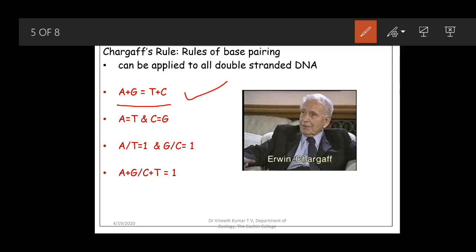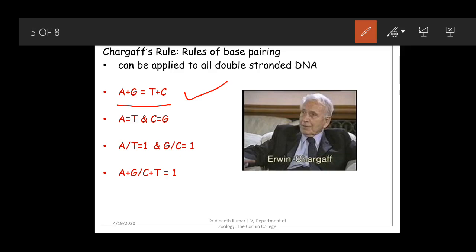The same thing, because adenine pairs only with thymine, the number of adenine will be equal to the number of thymine, and guanine will be equal to the number of cytosine. The same thing can be taken in another manner. The ratio of the number of adenine to the number of thymine, because they are equal, will be 1. The same can be applied with guanine and cytosine.